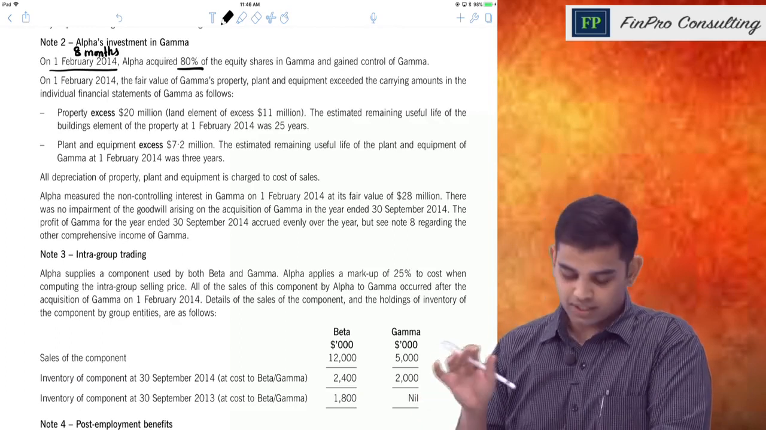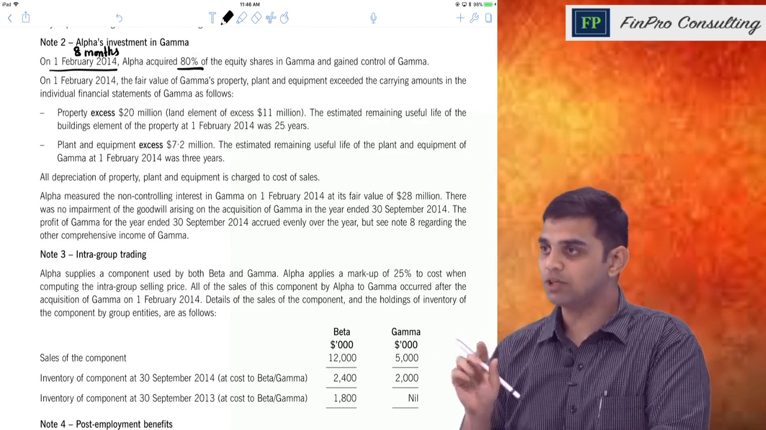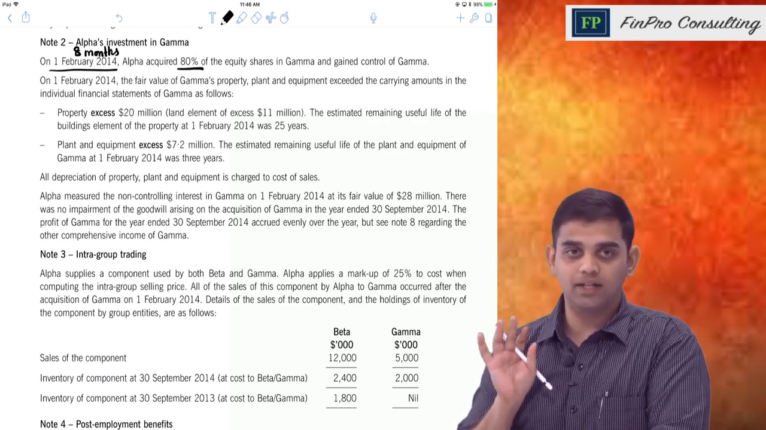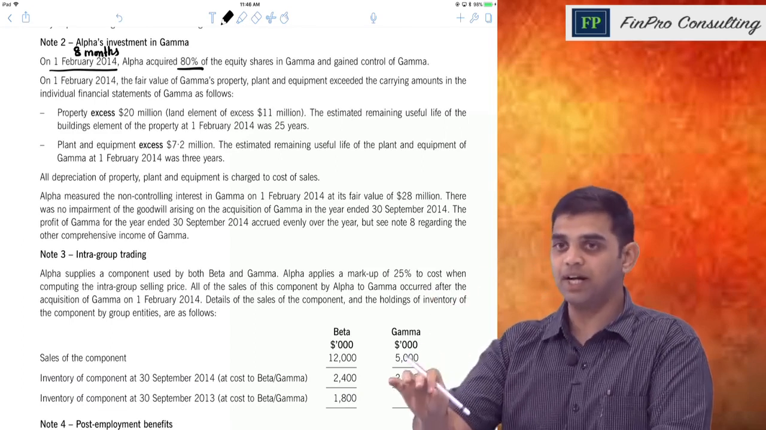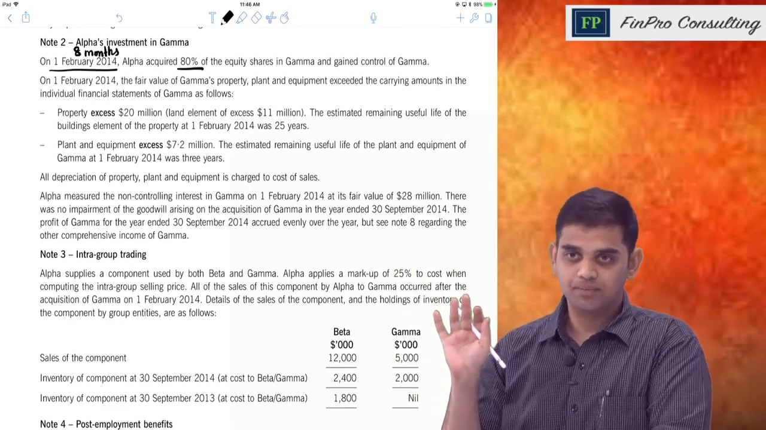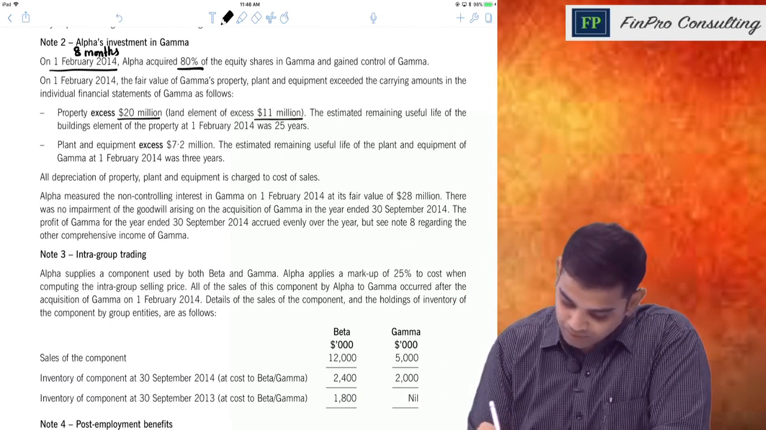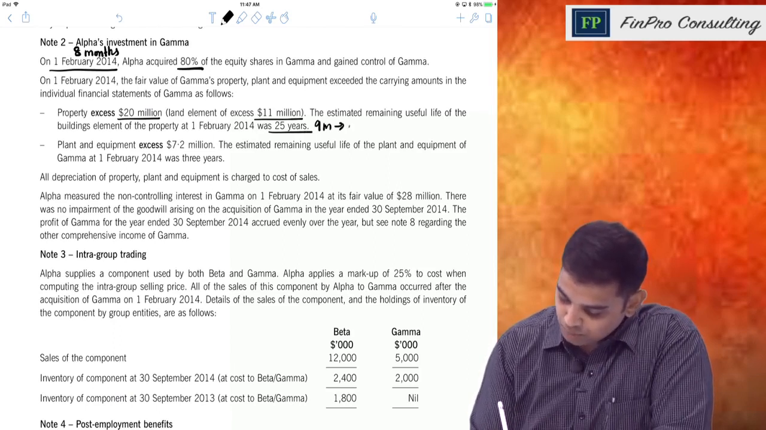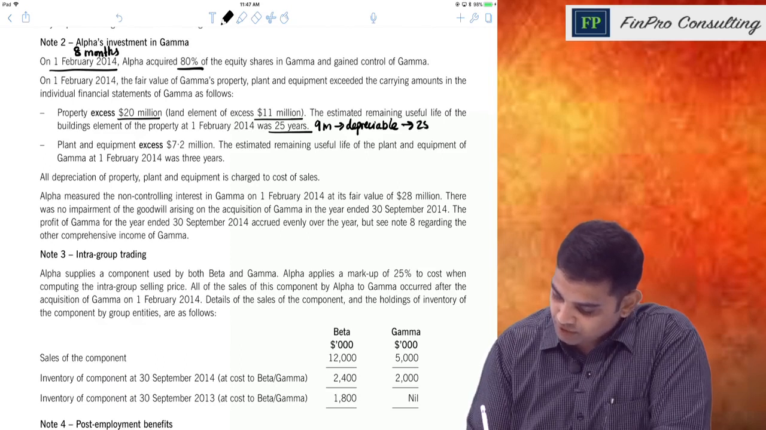So property was in excess of 20 million, but out of that property land was 11 million. So the depreciable component is only 9 million. So we are now preparing only P&L. So I have to calculate only depreciation on 9 million for 8 months for 25 years. Are you getting me? So total is 25, out of which land is 11, remaining useful life is 25 years. So 9 million is depreciable component, right, whose useful life is 25 years.